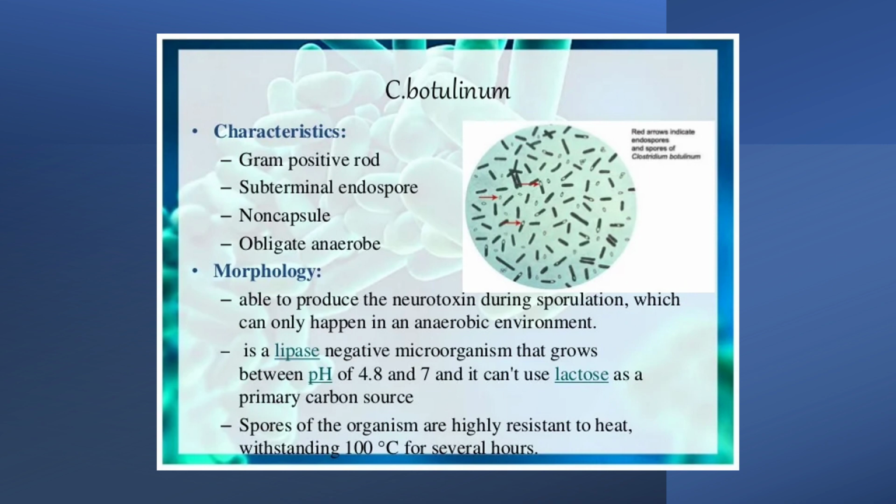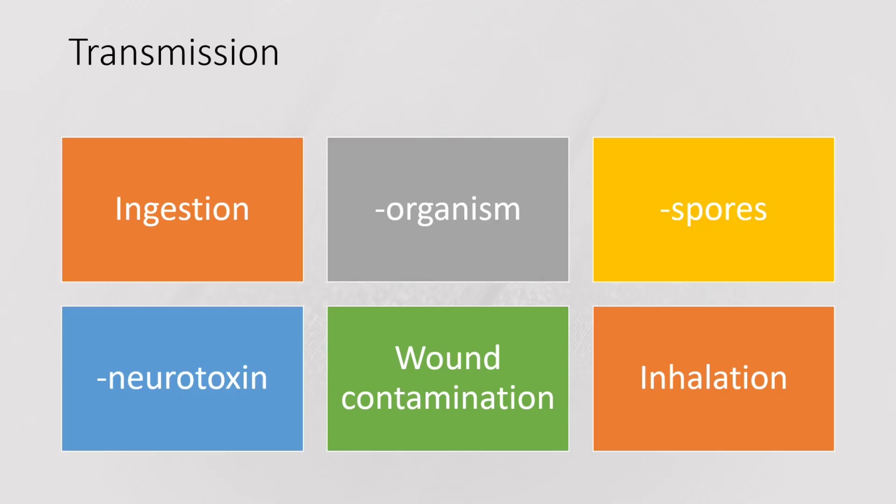Morphologically, it is able to produce neurotoxins during sporulation, which can only happen in an anaerobic environment. This is a condition for the bacteria to produce the neurotoxins. It is a lipase negative microorganism that grows between pH 4.8 to 7, and it can't use lactose as a primary carbon source. It can only use glucose as a primary carbon source. And the spores of the organism are highly resistant to heat, withstanding 100 degrees for several hours.